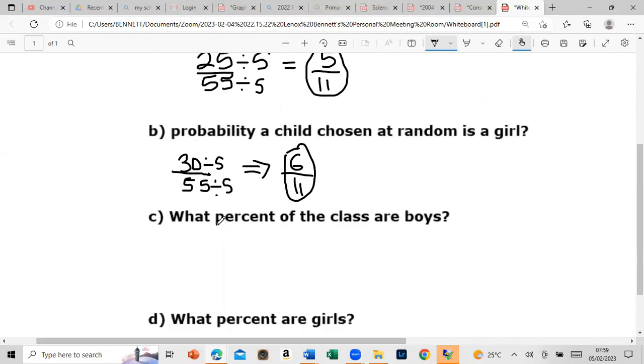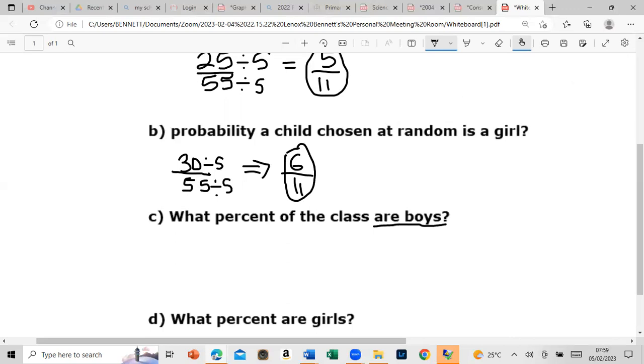All right, what percent of the class are boys? So we want to know the percent. So first of all, guys, what does percent mean? Somebody type that in for me now. Let's go. All right, thanks, guys. So percent means out of 100.